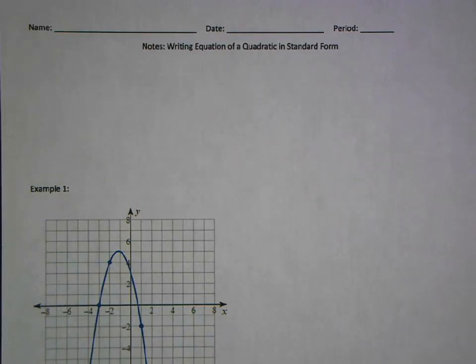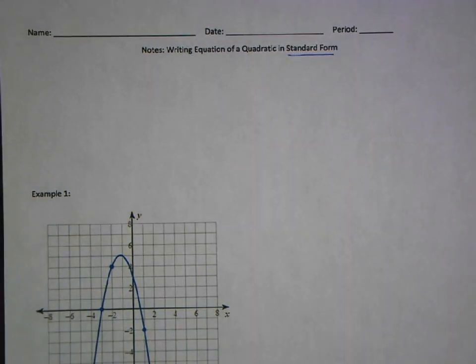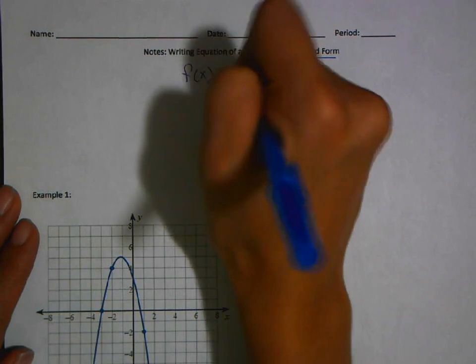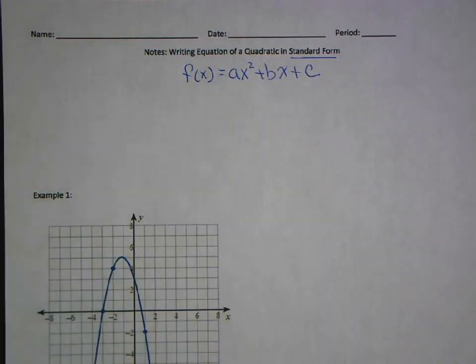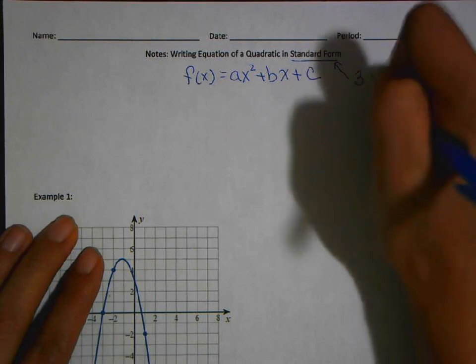Okay, in this video, we're going to write a quadratic equation in standard form. And if you're looking at the formula chart, there is a standard form in the formula chart. It's f of x equals ax squared plus bx plus c. And in order to be able to write it in standard form, we are going to need 3 points.